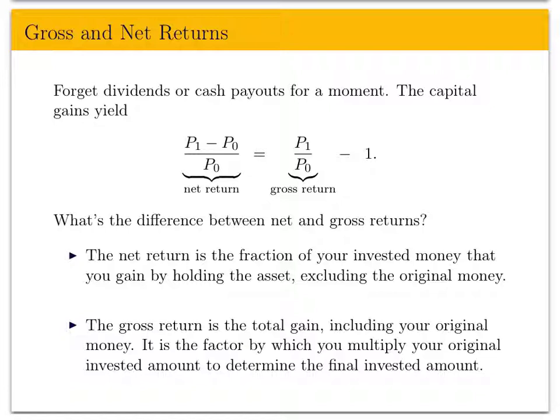So if you started with $1 of purchasing power, it will give you the $1 of purchasing power that you had at the beginning plus the additional amount, all wrapped into one number. So the gross return is also the factor by which you can multiply your original invested amount to determine the final invested amount.